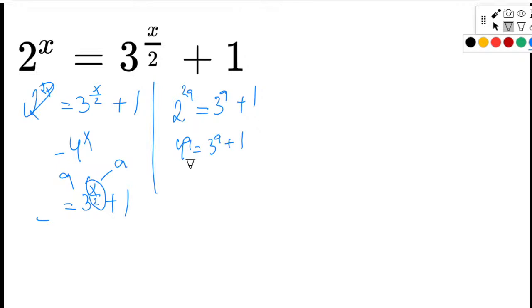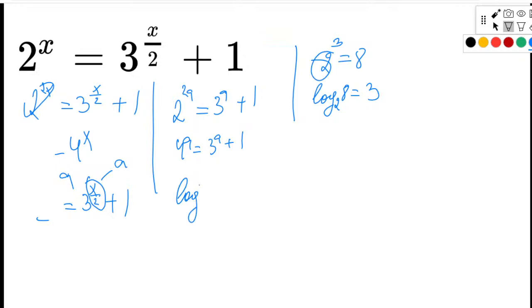And what we do now, we will do logarithmics. So if we know that 2 to the power of 3 equals 8, and logarithm base 2 of 8 equals 3, here we would get that log base 4, here is 2, here is 4, and here 8, so it's 3 to the power of a plus 1 equals to this to the power a.